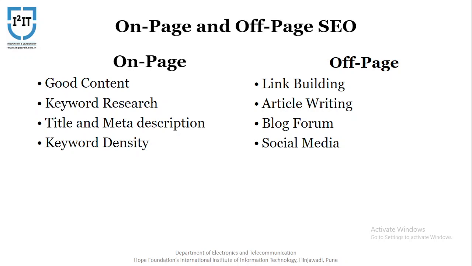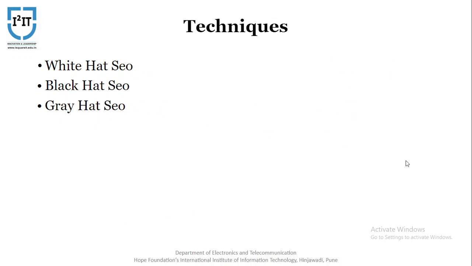Then comes off-page SEO. It includes link building, increasing link recognition by submitting to open directories, or building an authority of the website through social media, article writing for different websites, blog forums, and many more.